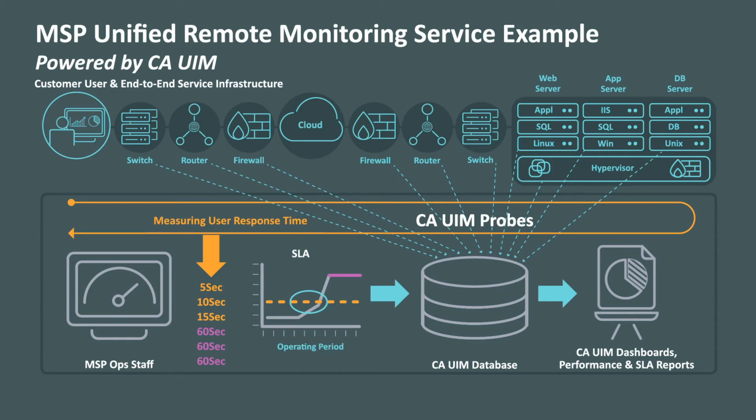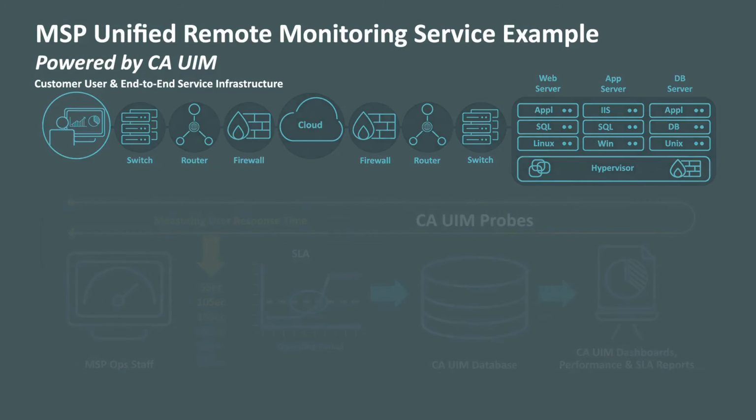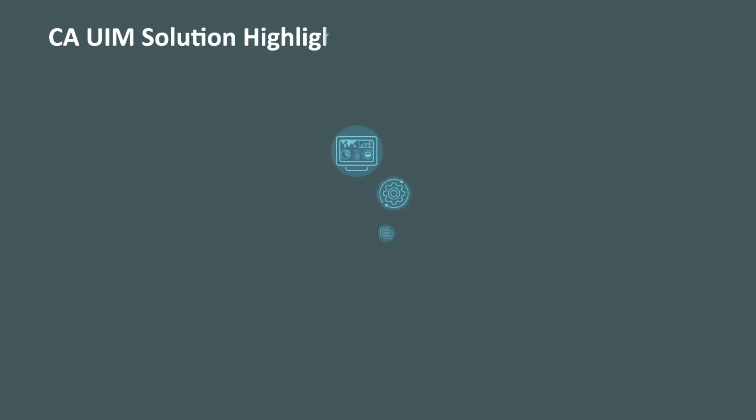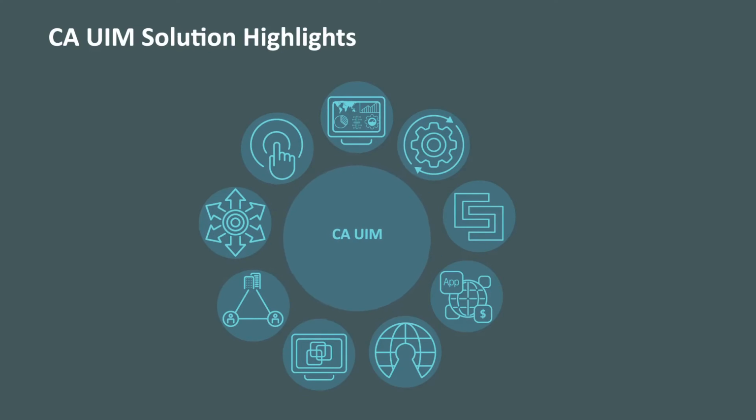Hopefully, this is giving you an idea of the types of managed monitoring services you can offer to your end clients. Here is a summary listing of UIM features that matter most to MSPs. The unified portal provides health status visibility into your customer's end-to-end business service environment. You can offer this portal view out to the customers so they understand the work you do to keep their IT in a healthy state.